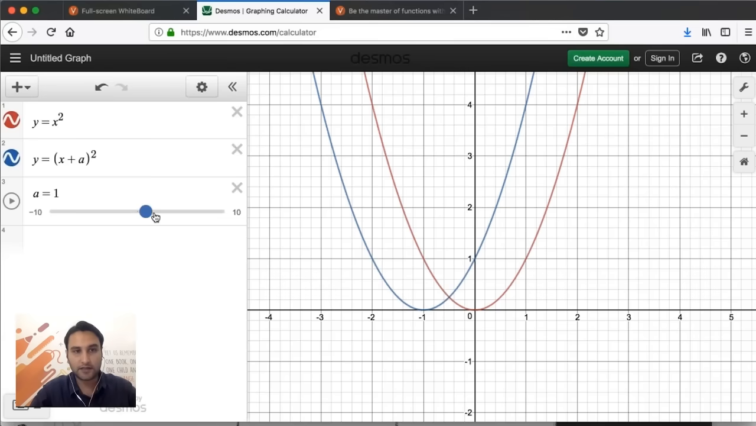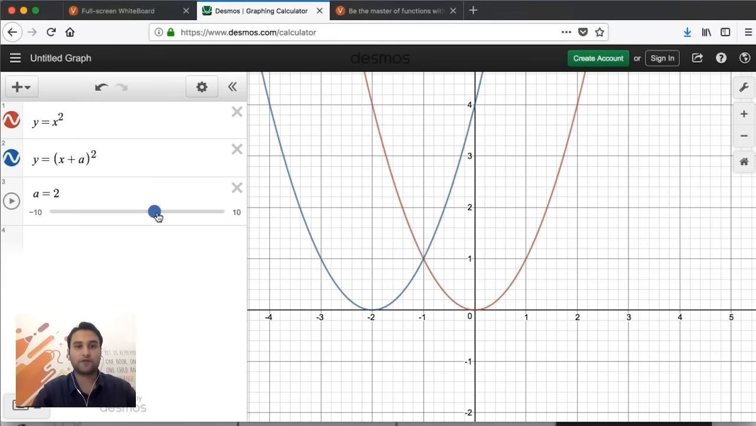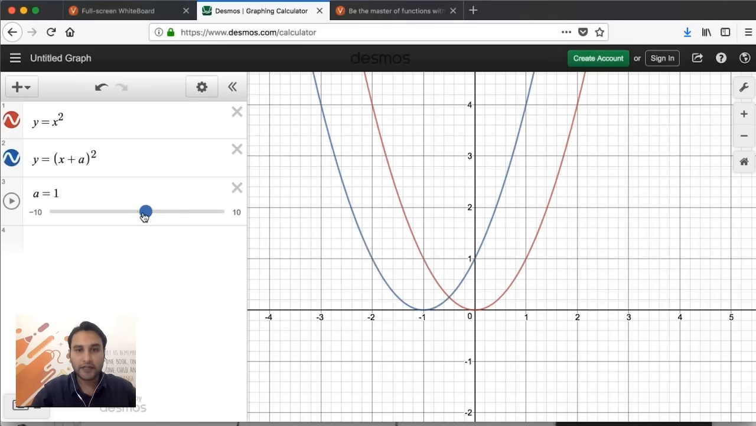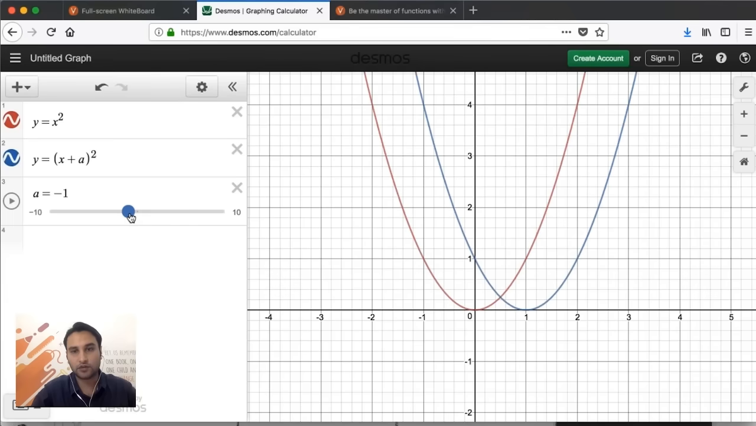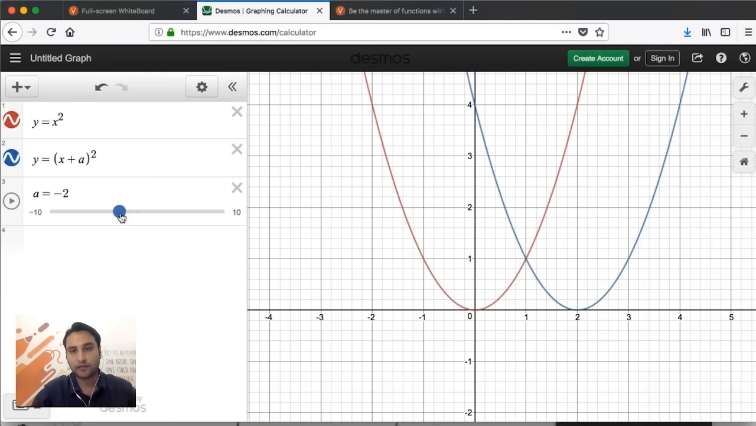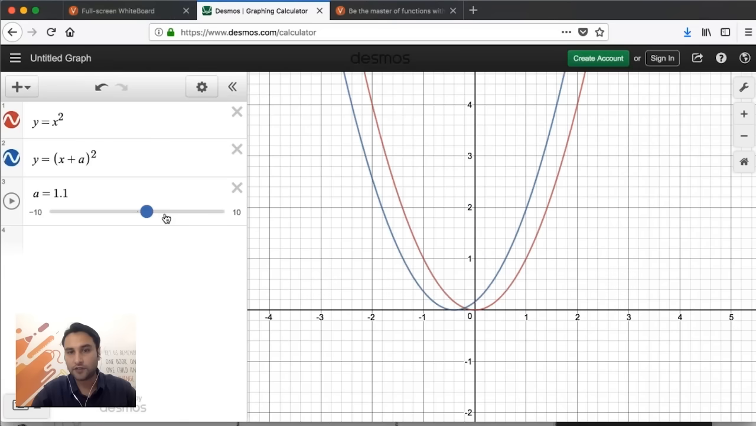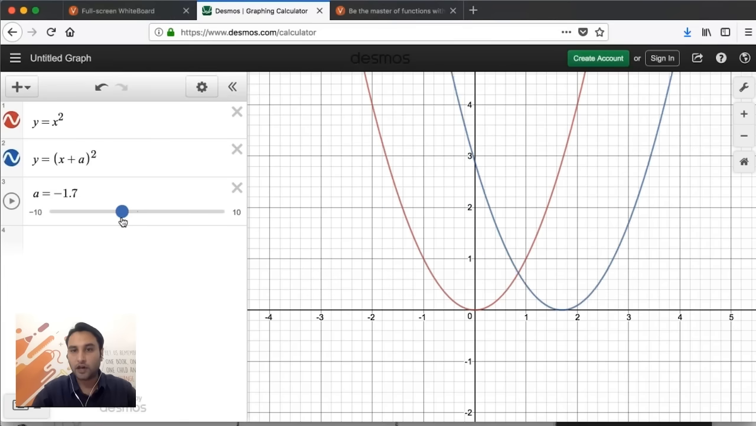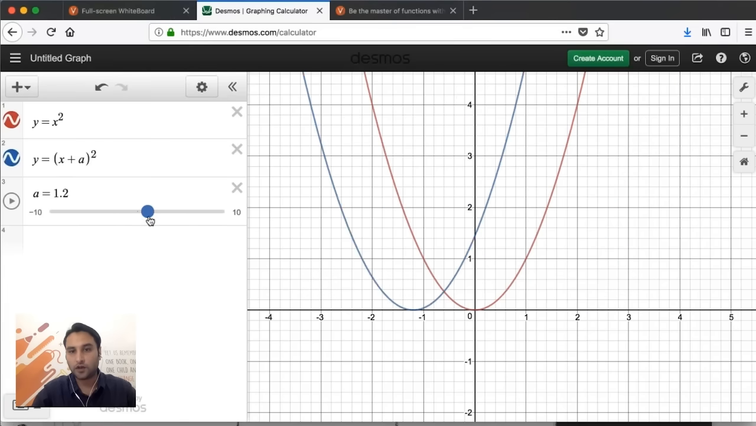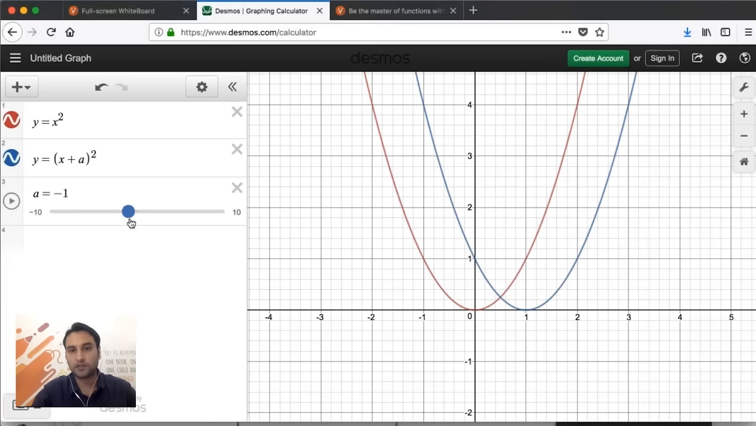If I keep increasing a to 2, the graph now shifts to -2 along the horizontal axis, x-axis. But if I decrease the a, if I subtract a number from x, x minus 1 whole square, see the graph is shifting towards the right. X minus 2 whole square, the graph is shifting further right. So the shift is left or right along the x-axis. So we call it horizontal transformation.